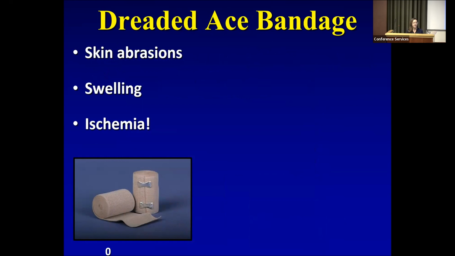An Ace Bandage, I say the dreaded Ace Bandage, because we see problems all of the time with these. They can cause skin abrasions, simple things. They can cause swelling if it's wrapped too tight around the wrist and all the way up the arm. The whole hand can be swollen. And it can cause ischemia.